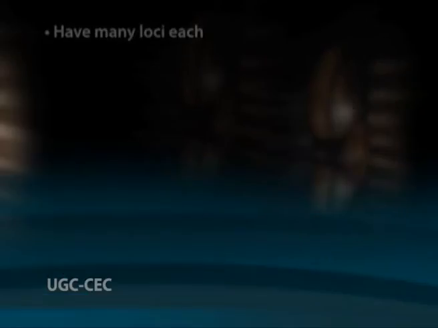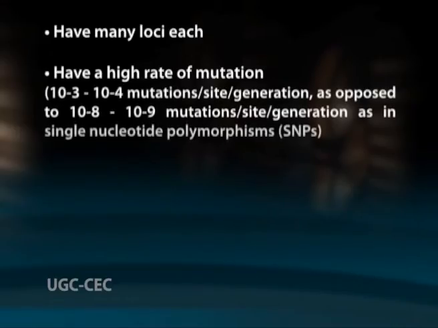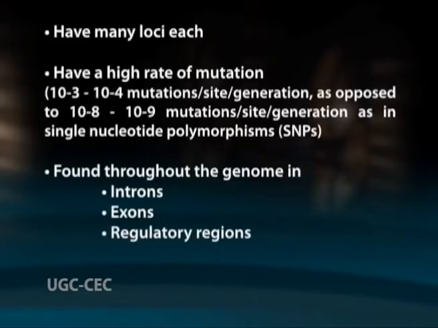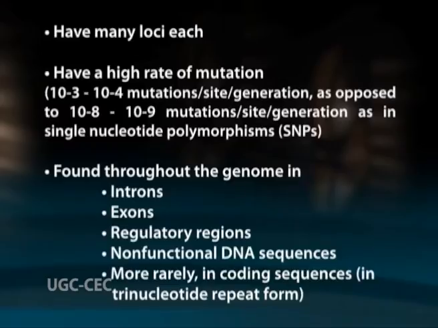The characteristic features of microsatellites are: they have many loci, and have a high rate of mutation, 10 raised to minus 3 to 10 raised to minus 4 mutations per site per generation, as opposed to 10 raised to minus 8 to 10 raised to minus 9 mutations per site per generation as in single nucleotide polymorphisms. They are found throughout the genomes in introns, exons, regulatory regions and non-functional DNA sequences, and more rarely in coding sequences in trinucleotide repeated form.